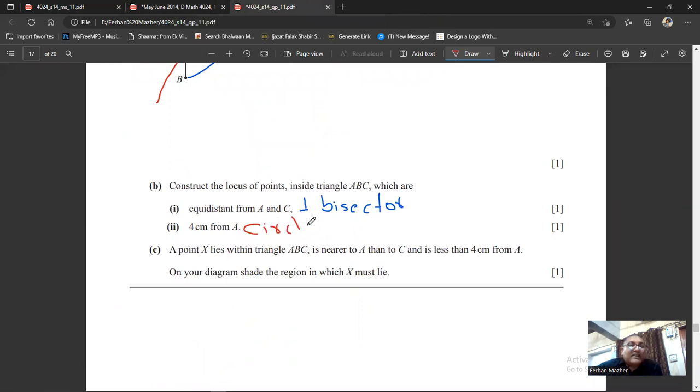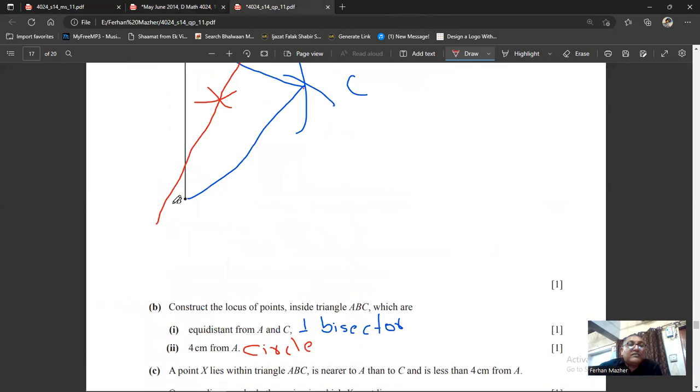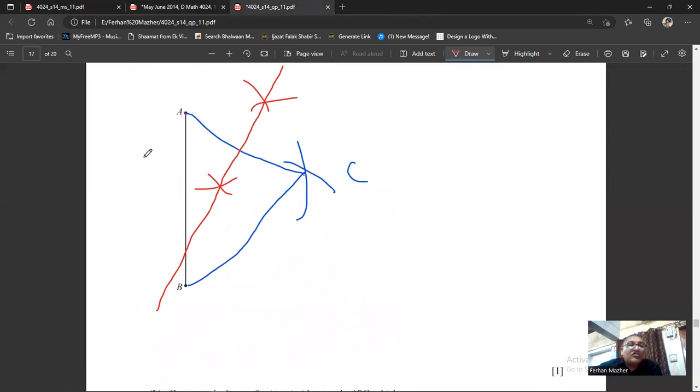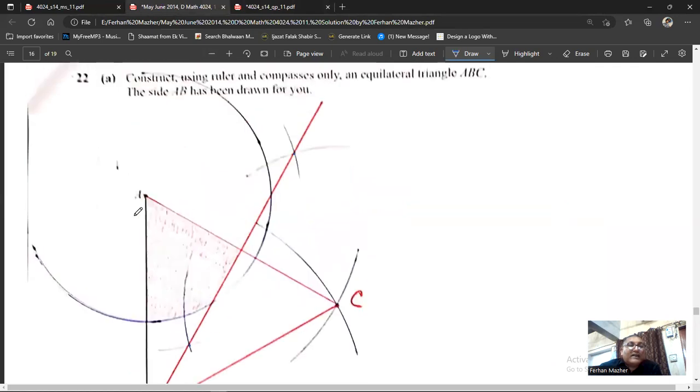So I will draw a circle at point A of radius 4 centimeters. So this is my A. From here, I will draw a circle of 4 centimeters. At A, I will put my compass, open the compass 4 centimeters, and draw this circle. Okay, so this is done.